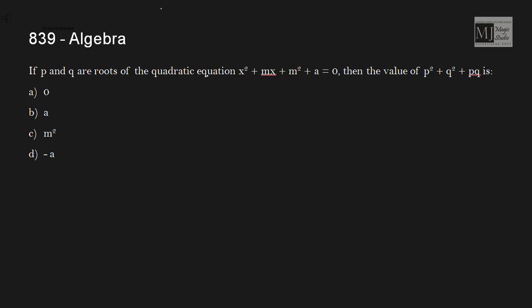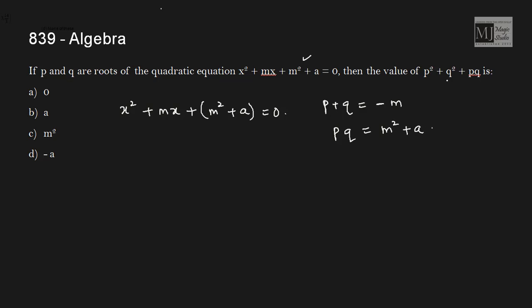P and Q are roots of a quadratic equation. So it is x square plus mx plus m square plus a equals to 0. Okay, so sum of roots would be minus b by a, that would be minus m, and product of roots would be c by a, that is m square plus a. Find the value of p square plus q square plus pq.